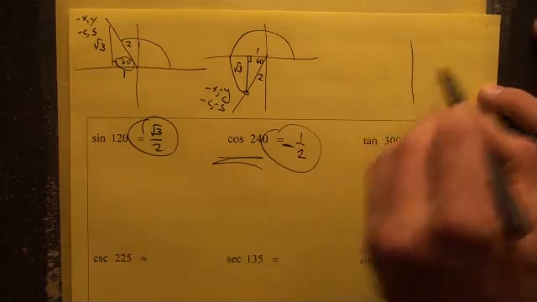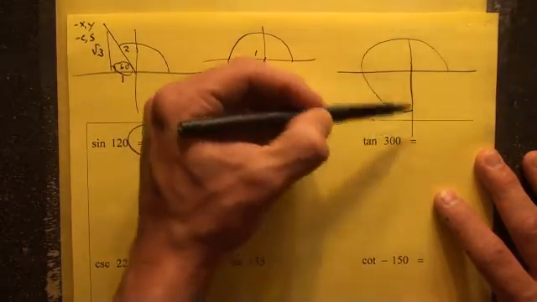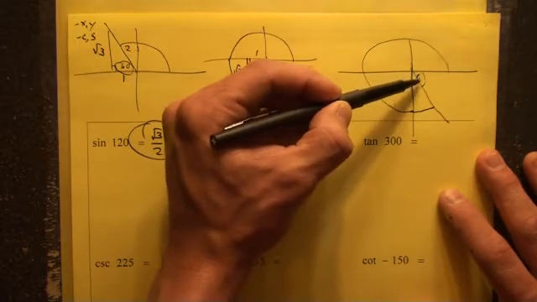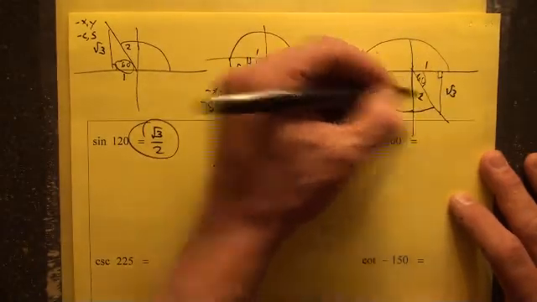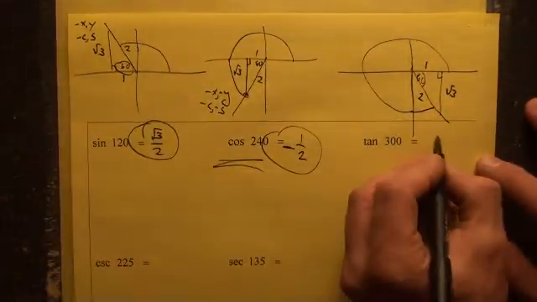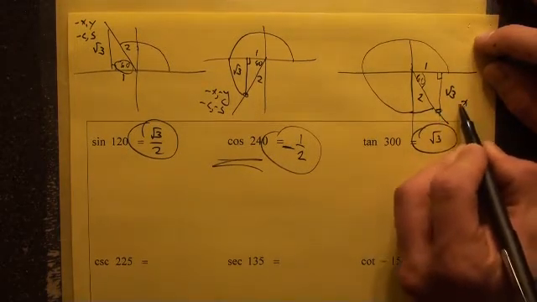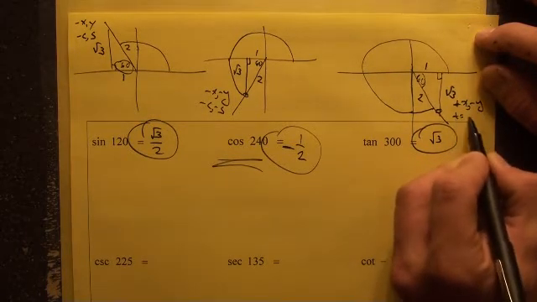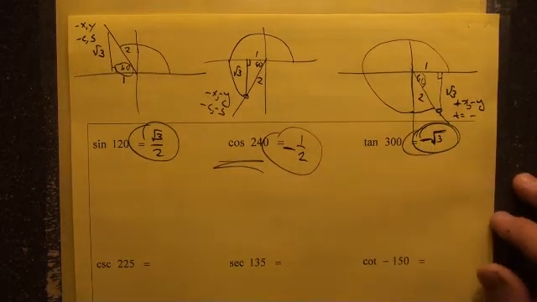Alright, tangent 300. We're going to go all the way past 270. How far past 270? 30 degrees. In fact, we're going to be 60 degrees shy of 360. That puts us at a 1, a root 3, and a 2. Tangent is opposite over adjacent, so therefore square root 3. Is it positive or negative? Well, in order to get to this point, you'd have to go positive x, negative y, therefore tangent is definitely negative, so you'd put down negative root 3 as the tangent of 300 degrees.